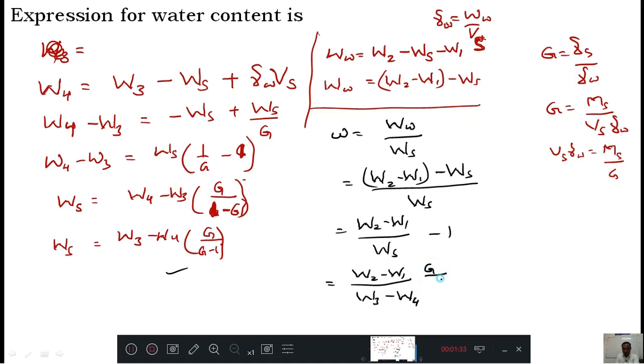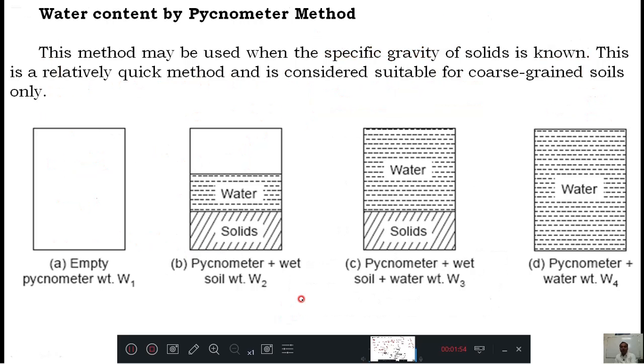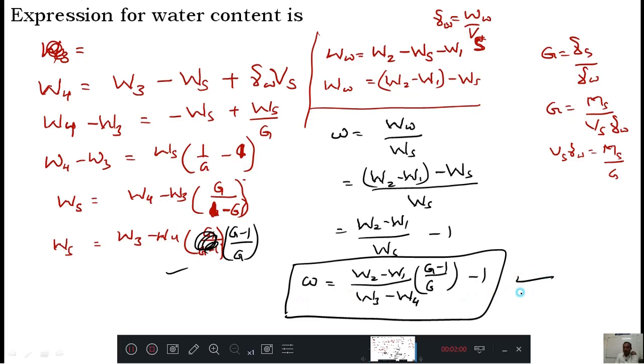times G by G minus 1. Wait. This will come to the top and this will come to the bottom. Therefore, it is G minus 1 by G. Therefore, G minus 1 by G minus 1. This is the water content. Now by performing this experiment, W1, W2, W3, W4, you can determine water content.